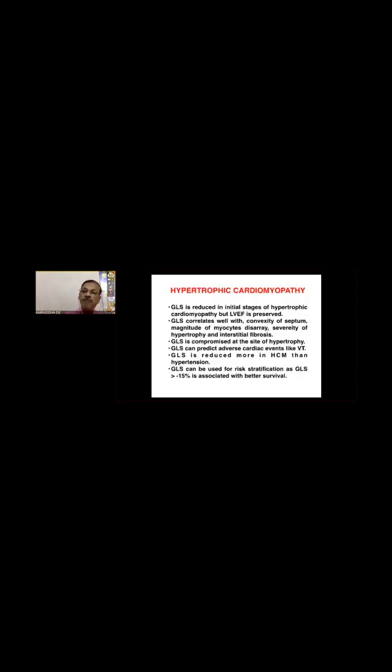So even in uncontrolled hypertension, there is a lot of fibrosis, there is a lot of hypertrophy, and you will get the GLS reduced. So these are the patients who may develop heart failure very early. Now come to hypertrophic cardiomyopathy. GLS is reduced even in the initial stage of hypertrophic cardiomyopathy, but LVEF is preserved.